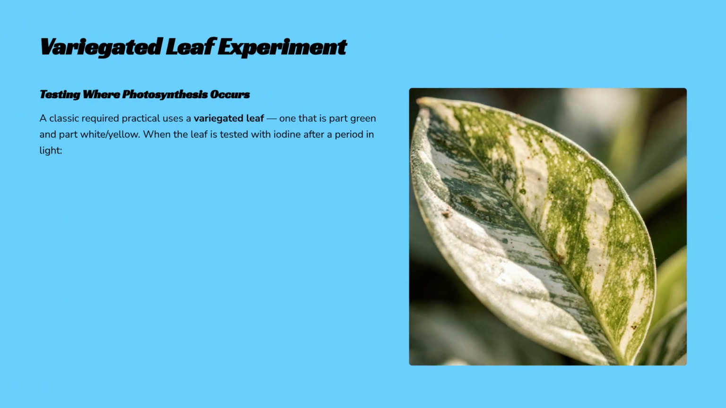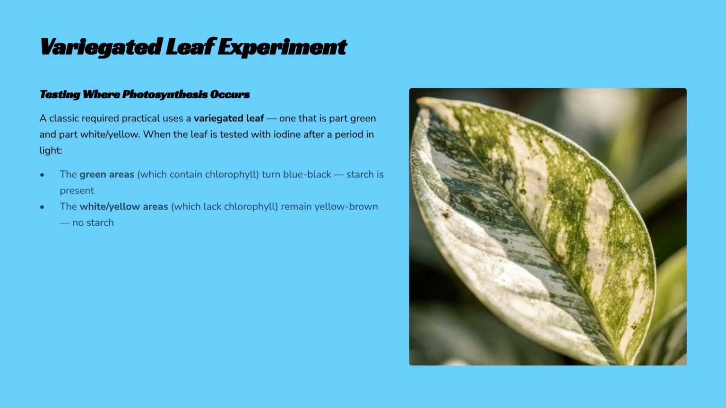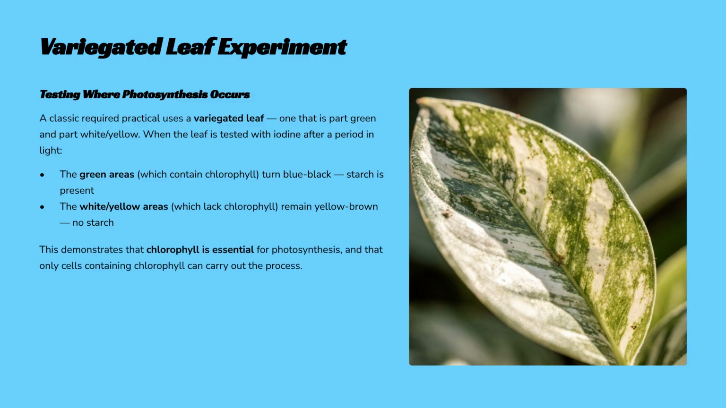The variegated leaf experiment proves chlorophyll is essential. After the iodine test, the green areas turn blue-black, showing starch is present. The non-green areas remain yellow-brown, proving photosynthesis only occurs where chlorophyll is present.